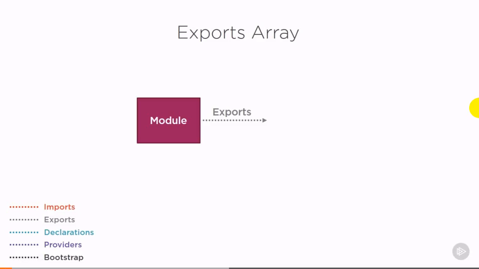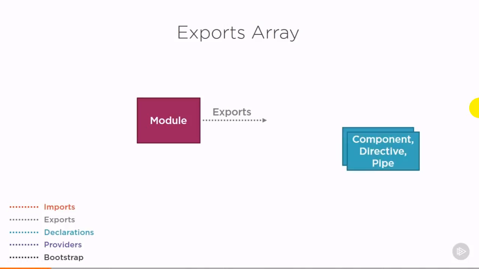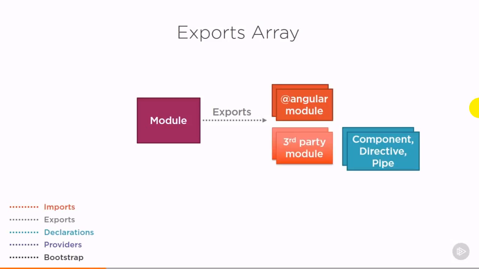The exports array of the NgModule decorator allows us to share an Angular module's components, directives, and pipes with other modules. We can export any of this module's components, directives, and pipes so they can be pulled in when another module imports this module. We can also re-export system Angular modules, such as Forms module and HTTP module. We can re-export third-party modules such as Material Design.